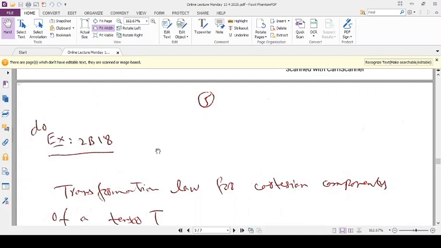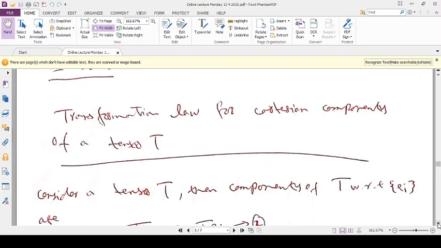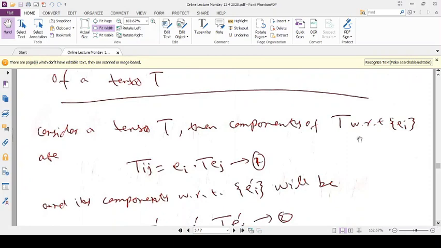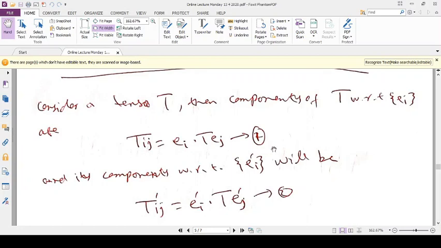So, a question. Sorry, in exercise question number 2b 18: the transformation law for Cartesian components of a tensor T. Now if you have tensor T, then its components with respect to basis ei will be written in this equation 1: Tij equals ei dot Tej.